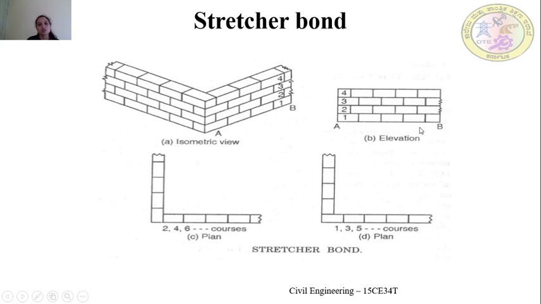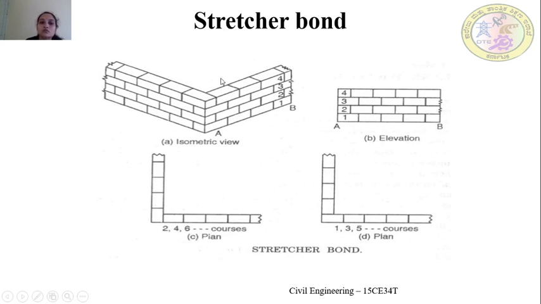Whatever we saw in elevation, that is the front view of the wall, is shown in the isometric view. From this isometric view only we can find out this is a stretcher bond, because we can observe the length of the brick is placed to the face of the wall. Just to break the verticality, we have placed the header in each alternate course. Okay, come to the plan now.